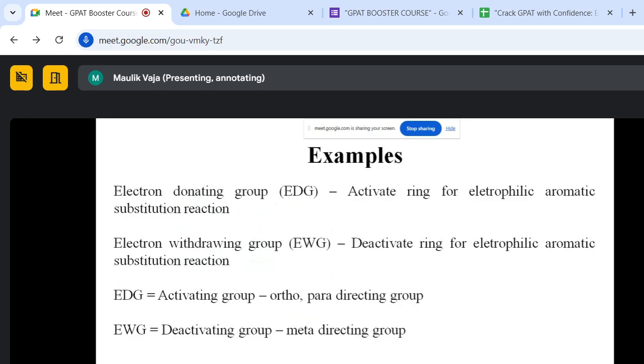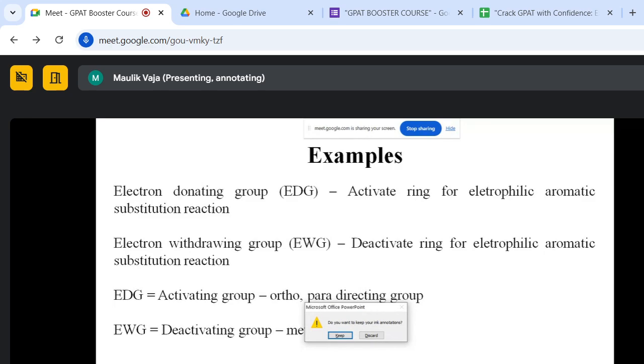Two questions will be there from these electron donating and electron withdrawing groups. Remember this thing: electron donating group is activating. Why? Because it donates electron, so the electrophile reacts fast, and electron withdrawing group withdraws electron, so the electrophile reacts slowly, so it will be a deactivating group. Electron donating group is ortho para, electron withdrawing group is meta directing group. Now next is how to identify electron donating and electron withdrawing group.